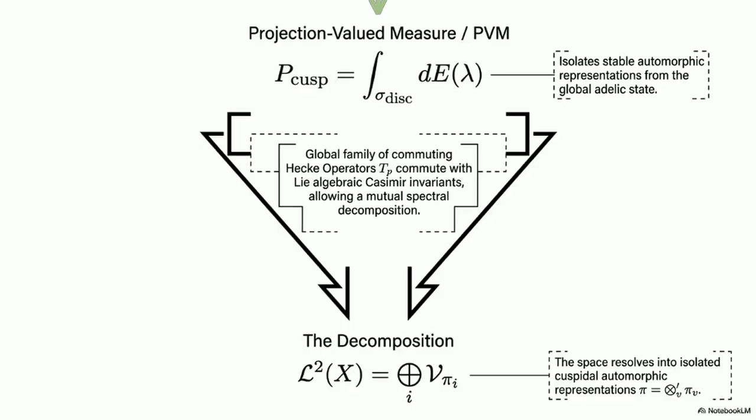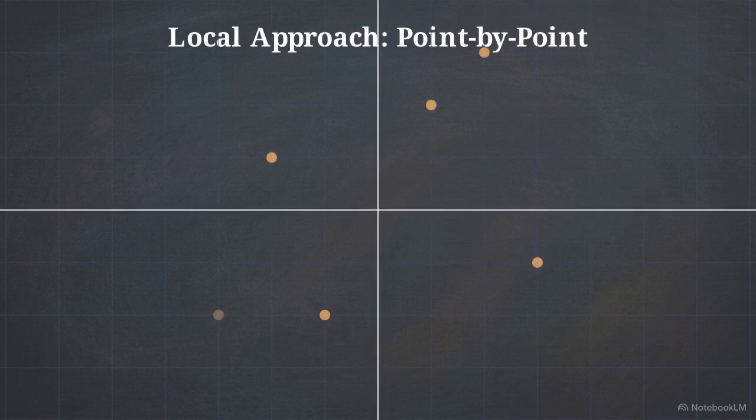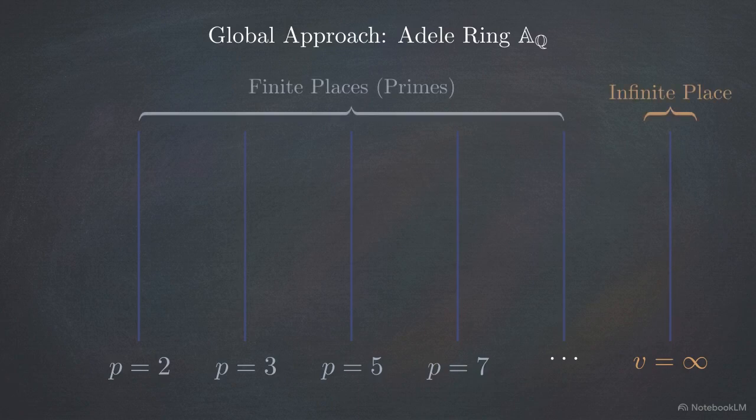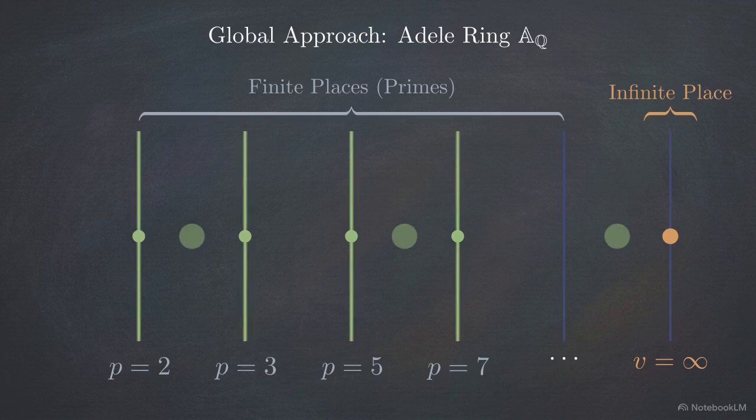To isolate the signal from the noise, we use spectral projection theory. This projection-valued measure funnels the global adelic state into an isolated, stable cuspidal automorphic representation. This global lift changes our analytical approach. By treating the map as an isolated representation on the adele ring, we no longer need to check coordinates point by point. Instead, we evaluate the structural integrity of the map across the entire prime spectrum simultaneously.